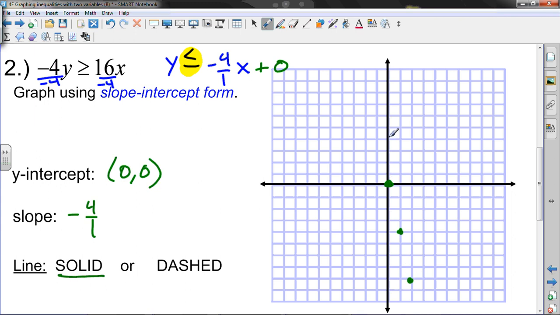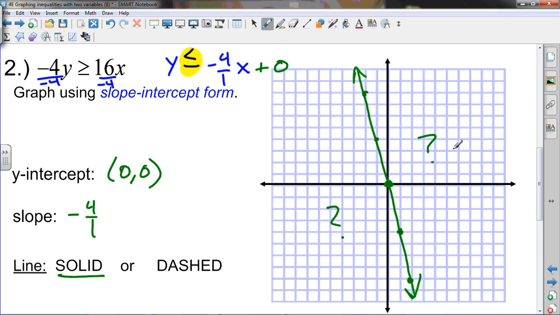I'm going to go backwards and backwards again. Now I'm going to draw on a solid line. Now the question is, if we test 0, 0, it will prove to be true because it's a solid line. But we don't know what side to graph, the left or the right side.